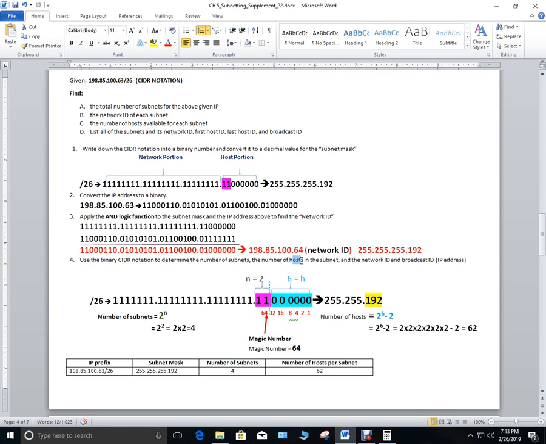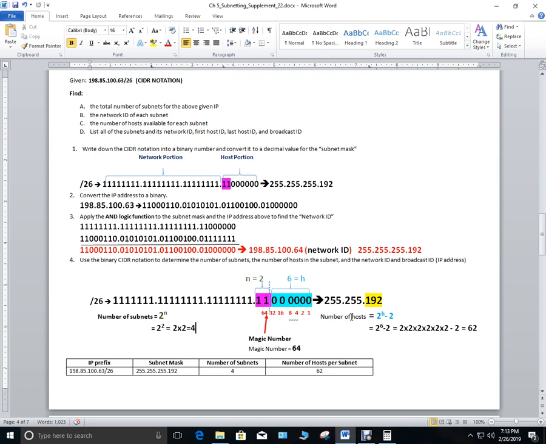Then the next step is to use the CIDR notation in binary to determine the number of subnets and the number of hosts available in each subnet. To do that, we simply write down again 26 ones and fill in the rest with 0. And these 2 bits right here are the borrowed bits. We actually borrow these 2 bits from the host portion, so we call them the borrowed bits. The formula for the number of subnets is 2 to the n. What is n? n is 2. So 2 to the 2 is equal to 4. So the total number of subnets for this setup is 4.